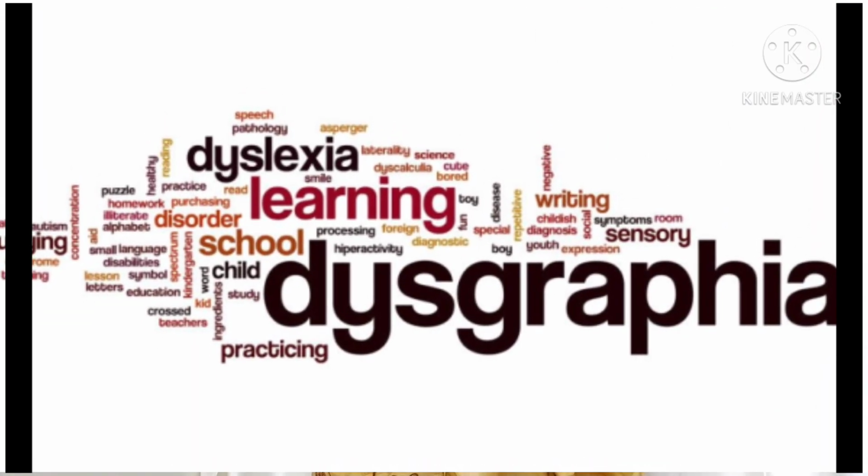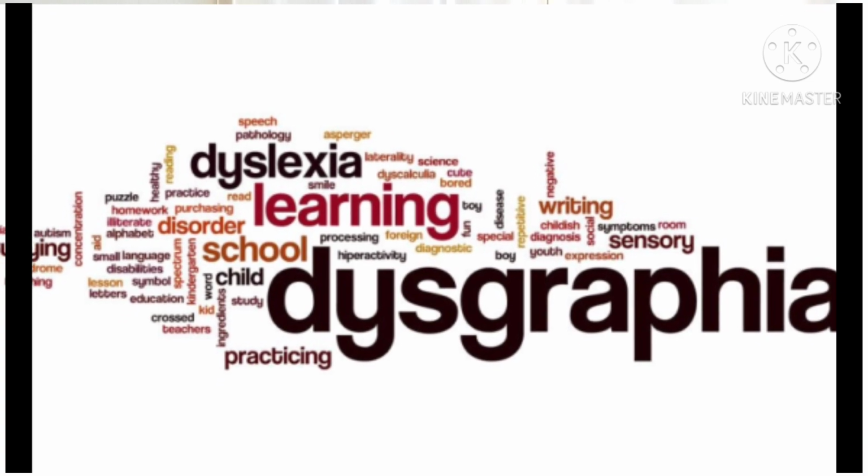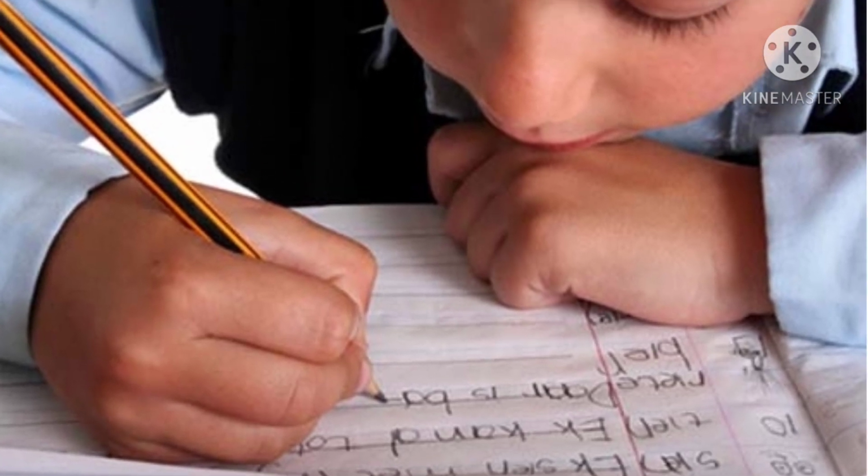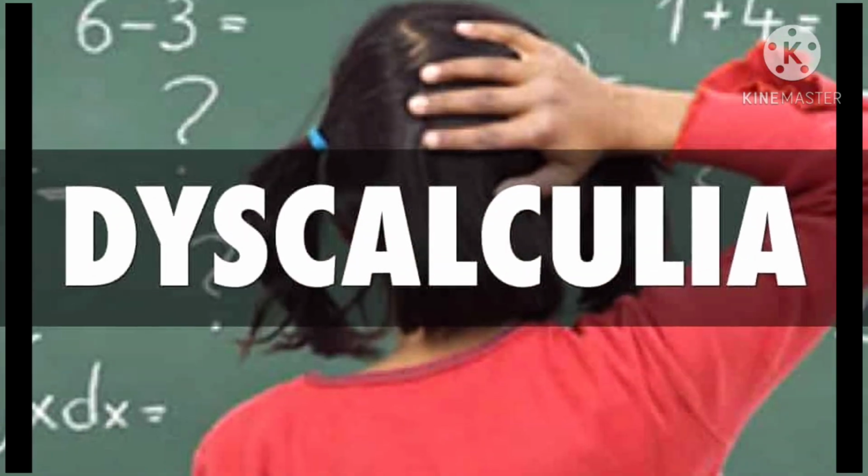The next one is dysgraphia. Here the child finds it difficult to write, and this is known as the writing disorder. He will have problems in forming the words. He will not be able to write in a straight line or to form words of the same size. So his handwriting would be very messy, and he will find it difficult to put his thoughts on paper.